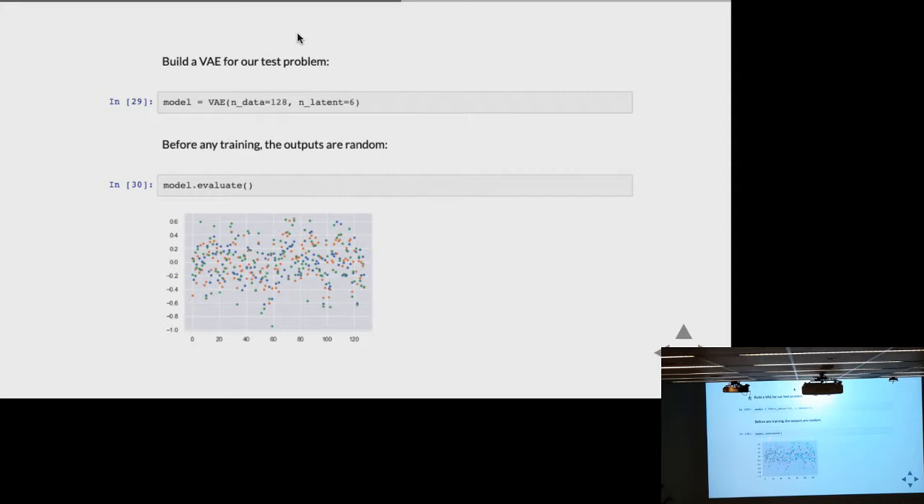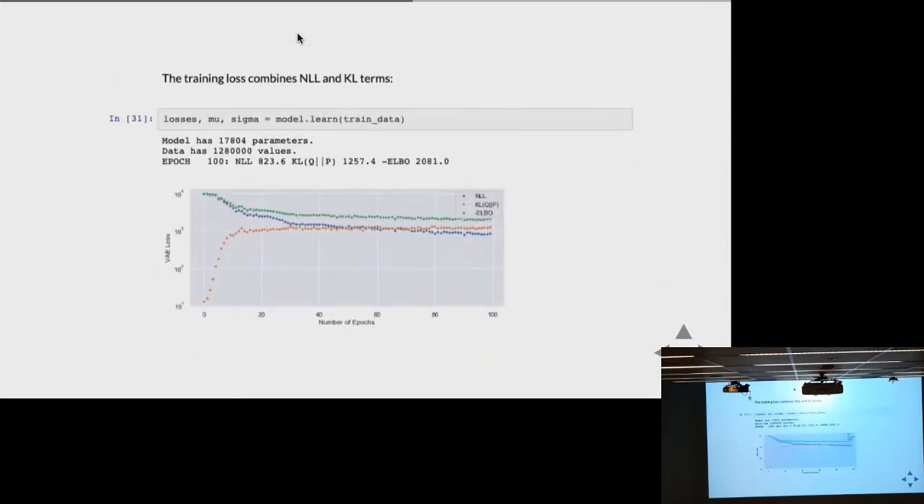So here I'm asking it to generate some samples. Remember, what it should be spitting out when it's working well is those nice, smooth Gaussian process draws. They don't look anything like that. It just looks like noise. Okay, it's not surprising. We haven't seen any data yet, so it hasn't had an opportunity to learn from the data. Okay, so here I'm doing the training.